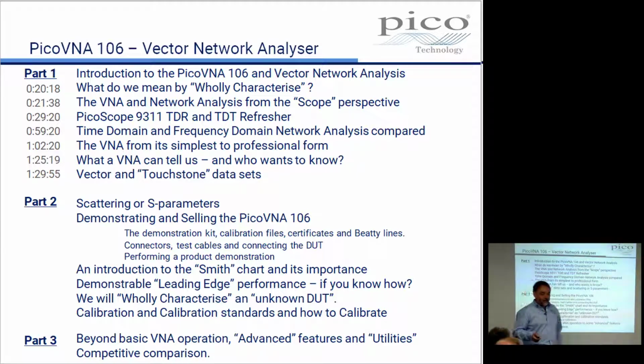We'll actually build a VNA. We'll describe a VNA in its very simplest form and move that through to what a quad RX VNA is. So we'll build an architecture of a VNA, and then we'll look at what a VNA can tell us in wholly characterizing something, and who wants to know, so that we know who to go and sell to. And then at the end of the session today, I'm going to touch on touchstone data sets, and we'll describe scattering and S parameters, because they're kind of fundamental to the whole of vector network analysis.